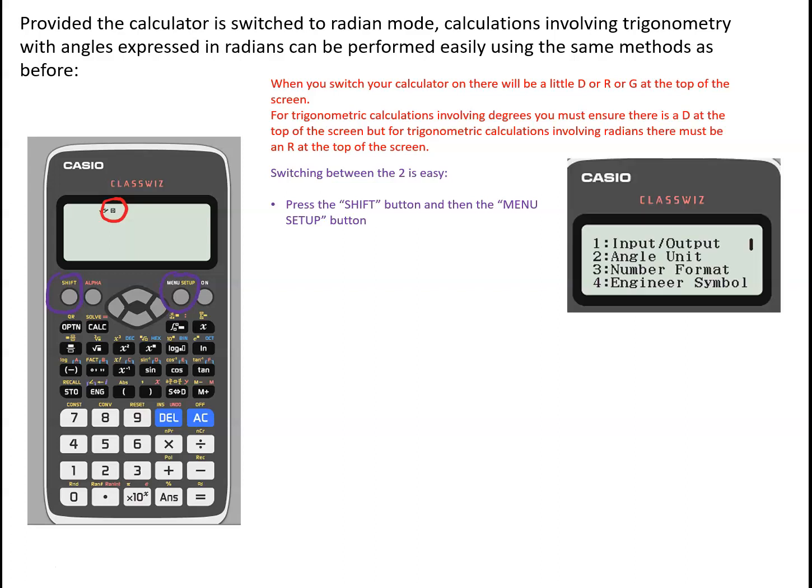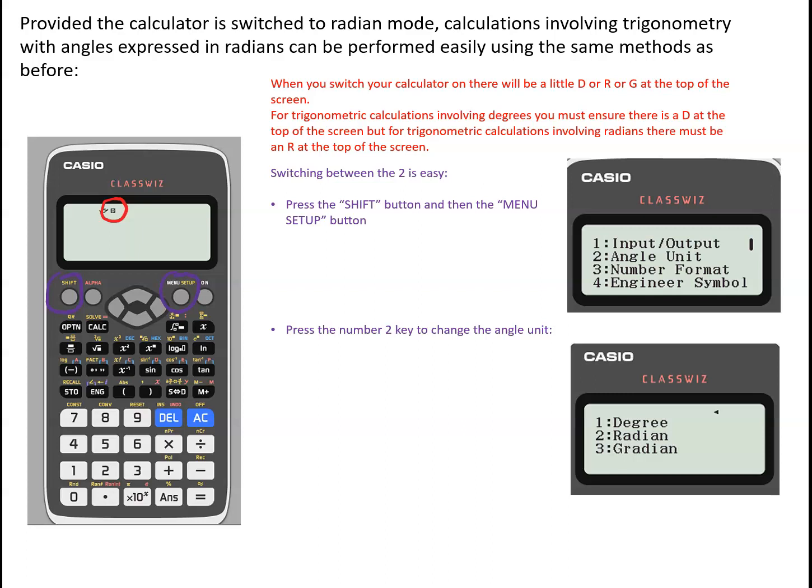Having done that, you obtain a screen like this, and if you now press number 2, that will enable you to change the angle unit. The screen revises to give you the possible choices. So if you want to change from degrees to radians, you'll need to press the number 2 again. If on the other hand you're currently in radians and want to switch to degrees, you'll need to press the number 1. So you should now be able to use your calculator and switch between degree mode and radian mode confidently.